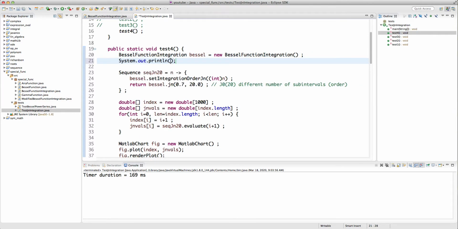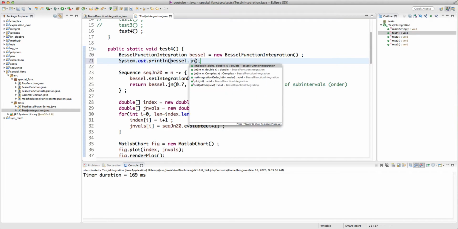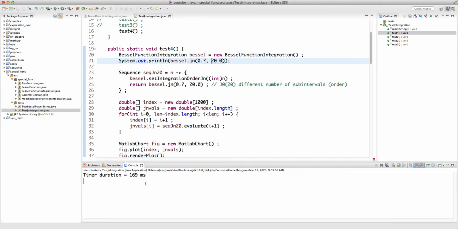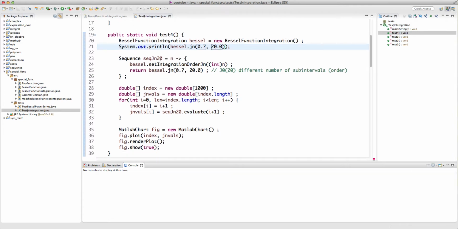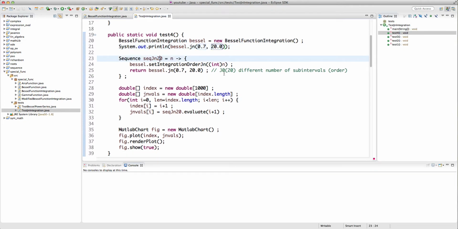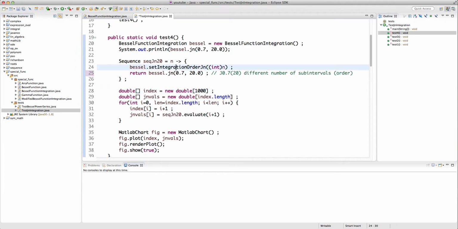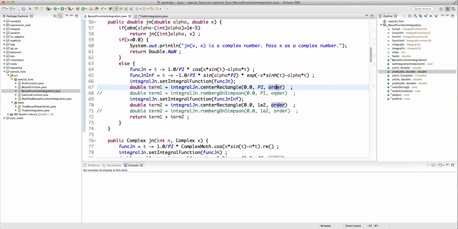Sysout Bessel jn double 0.7 and 20. All right, so we're going to sysout. Let's print it to the console, and then create a sequence. Calculate J 0.7 at x equals 20. So this is a non-integer index, and then we're just increasing the order of integration. All right, so set integration order, and we are assuming that we're using the same order for both of these.